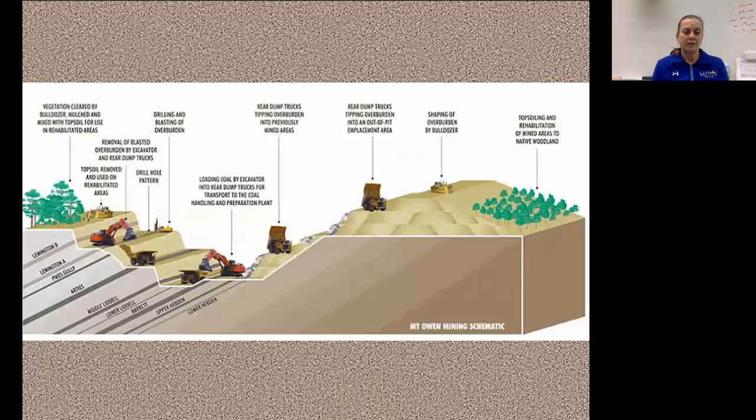So let's talk about that process of things being removed and then returned. This is kind of stages rather than actually looking like this is what's happening all at the same time. First, in order to surface mine, vegetation has to be removed, and it's usually mulched and then mixed with topsoil in order to be used later on. The topsoil is also removed with it. And so those two things are stored so that when the mining is complete, the mulch and the topsoil can be placed back over the top.